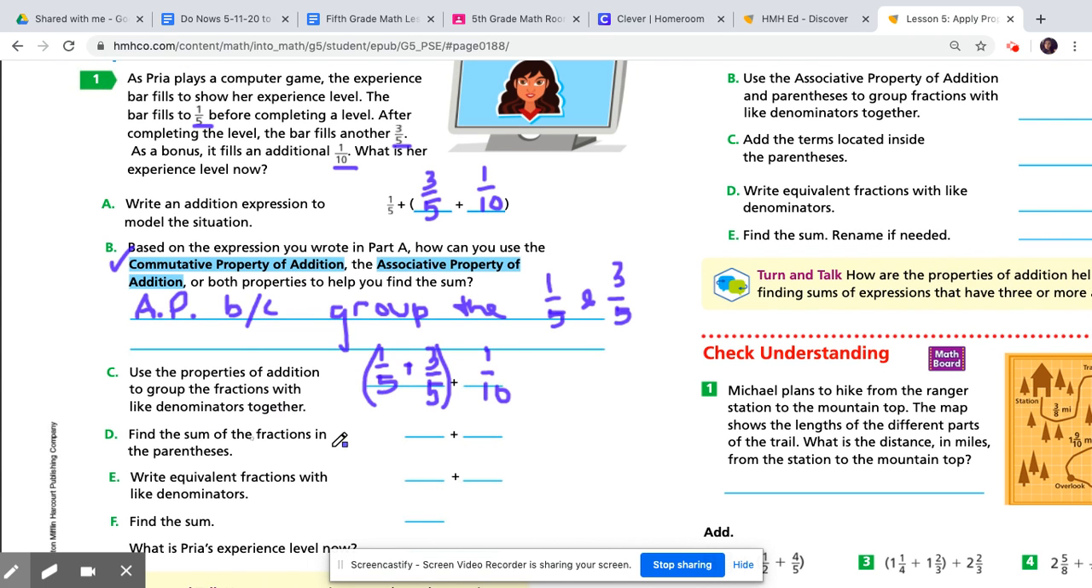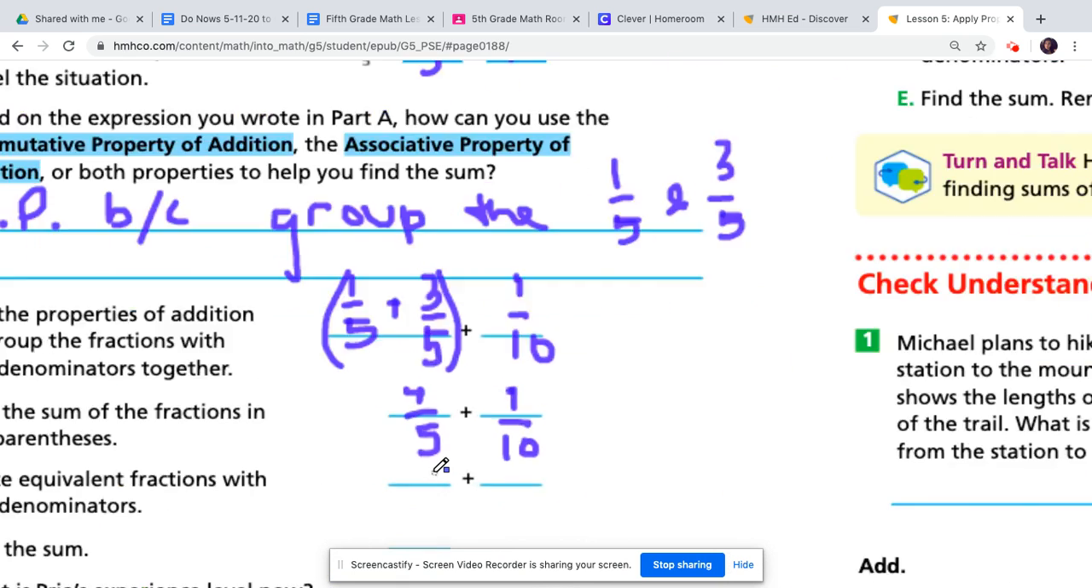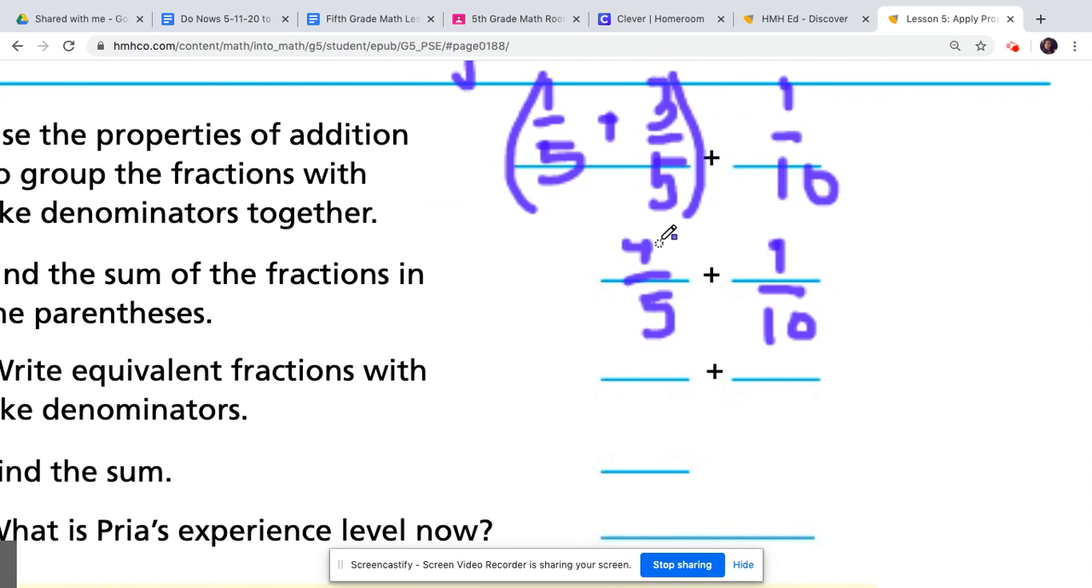Now it wants me to find the sum of the fractions that are in the parentheses. So I can easily do this now. I can do 1/5 plus 3/5 and I can get 4/5. And then the 1/10 just stays where it is. Then all I would have to do here is make them equivalent fractions. So let me zoom in so I can write a little better. This is supposed to be a 4.